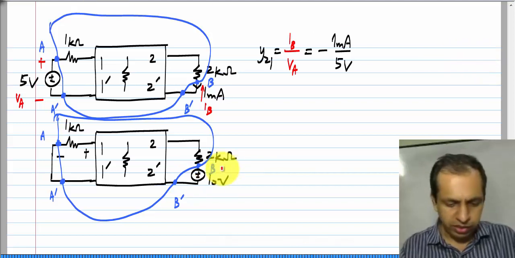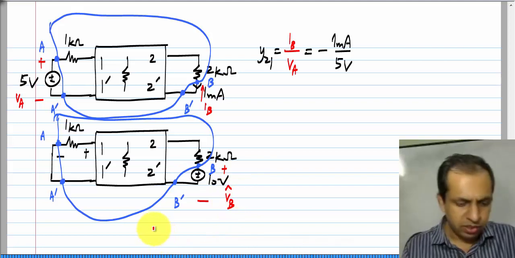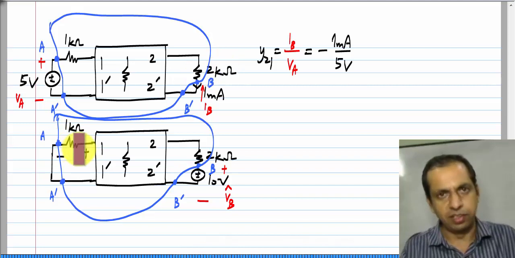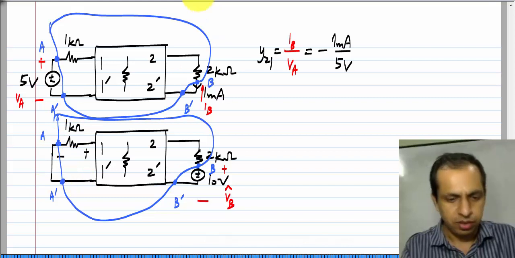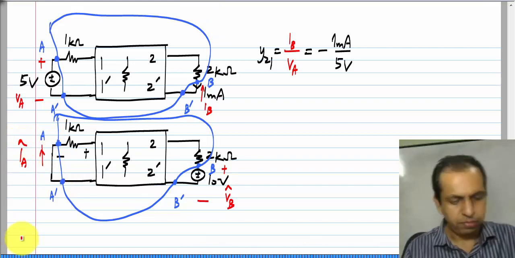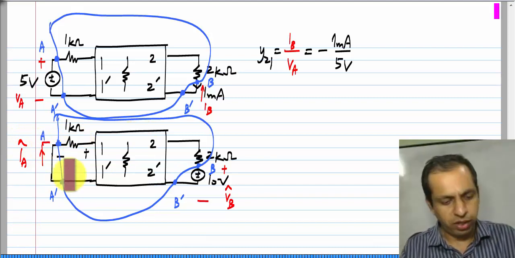Now, what do we have in the other case? I have V B hat, which is 10 volts, and what I was asked to find was the voltage drop in this resistor, which we know is related to the current through this short circuit. So, I will find I A hat. Again, that is the direction with which we define the 2 port currents.